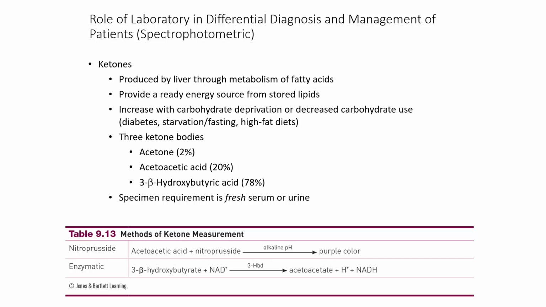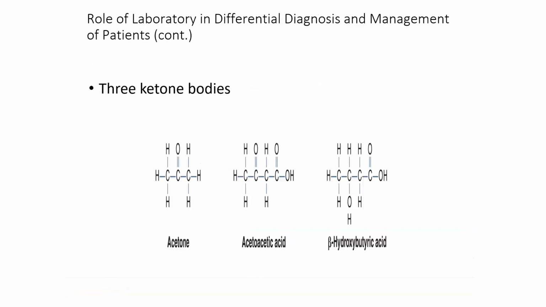There are 3 different ketone bodies that can be evaluated: acetone, acetoacetic acid, and 3-beta-hydroxybutyric acid. The specimen requirement is fresh serum or urine. And then you can see the methods at the bottom. Those are measured using a spectrophotometer. And this is just a picture of those 3 ketone bodies.